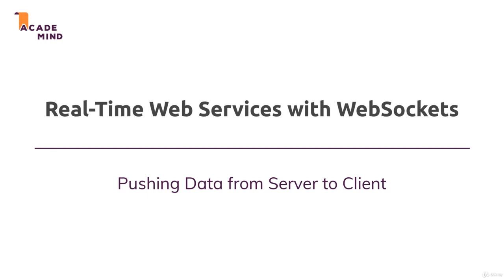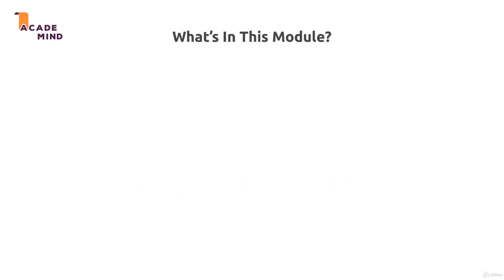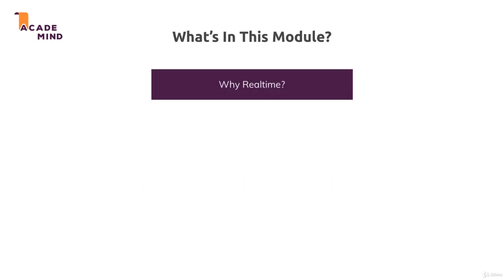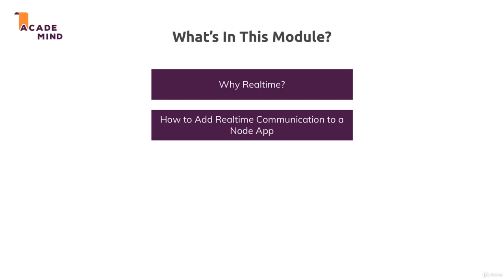Now, what exactly does that mean and how does that work? That is what we'll cover in this module. You'll learn why you would want to use real-time web services and what that actually is. And we'll see how we add real-time communication to our Node app, or to any Node app, of course. We'll use a certain library for that, Socket.io, and I will teach you everything you need to know about why to use it, how it works, what you can do with that, and how you use it in your project.